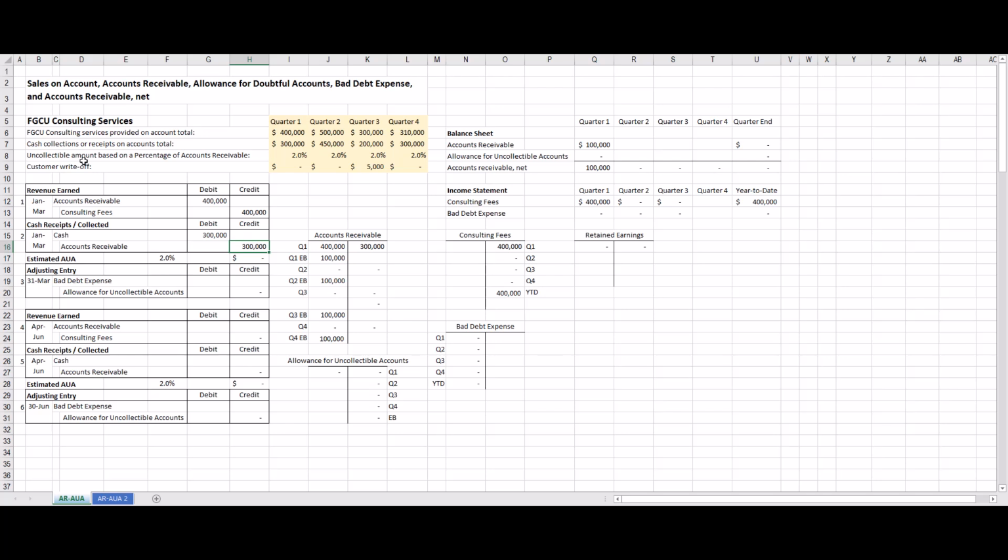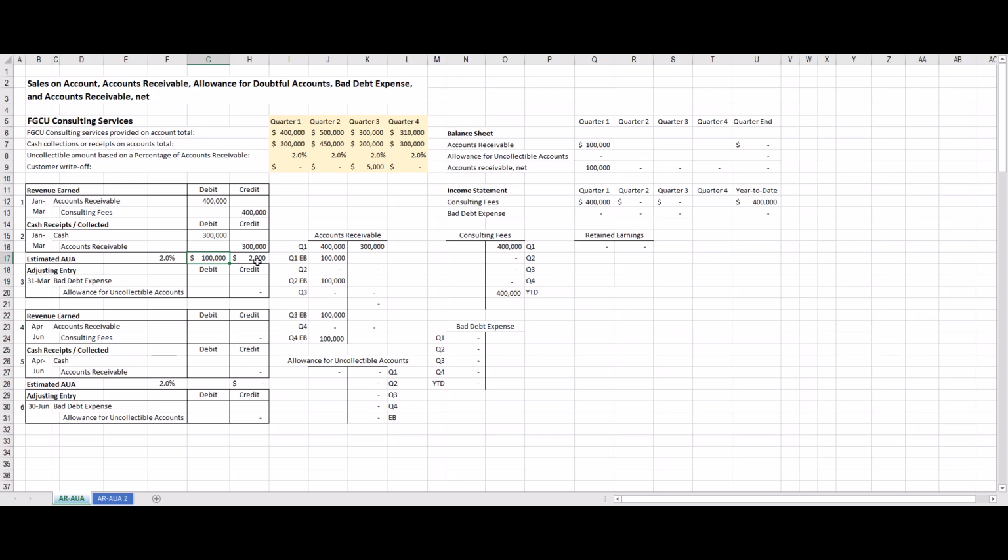We are basing our estimate for uncollectible on the current balance of accounts receivable. This is referred to as the percentage-of-accounts receivable method. We are optimistic and estimate the uncollectible percentage to be a low 2%. For the first quarter, the estimated uncollectible amount would be 2% times the current balance in accounts receivable, which is $100,000, for a total of $2,000.